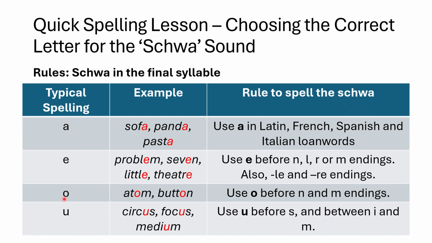Typical spelling for the letter O. Use O before N and M endings. For example, atom, button. Typical spelling for the letter U. Use U before S and between I and M. For example, circus, focus, medium.